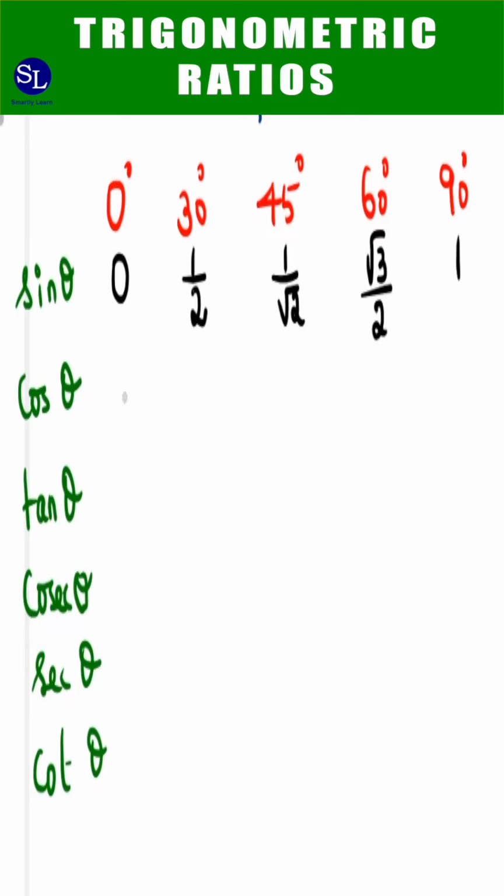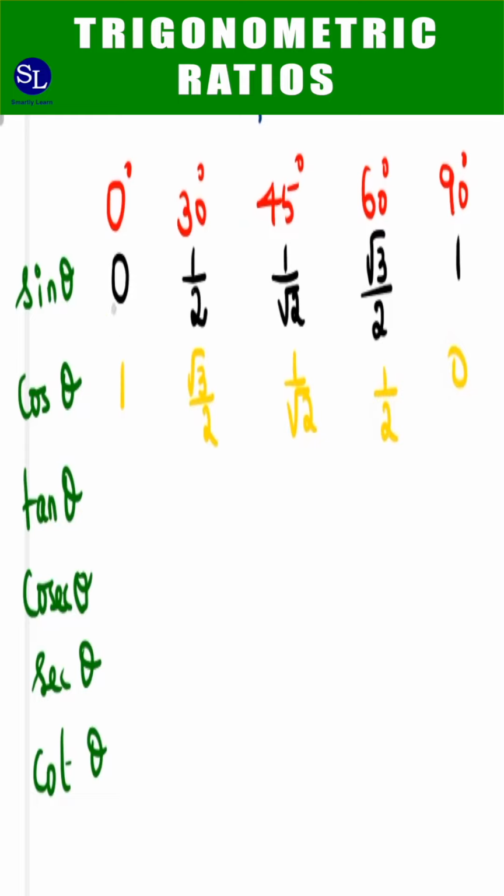So let's see what to do for cos theta. I'm simply going to reverse the order of writing it. So here I'm going to write from the right side to this side. So this is 1. So this is root 3 by 2. Since this is the middle value, it is 1 by root 2, 1 by 2, and finally 0.